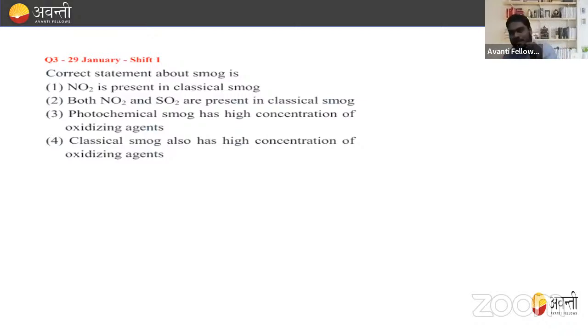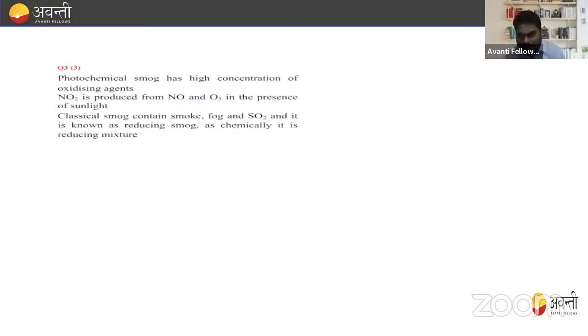Look, both cannot be true, because out of photochemical smoke and classical smoke, one has a reducing nature and one has an oxidizing nature, right? So both having oxidizing agent is not possible. So which one is the correct option, beta? Yeah. So let's note this important point regarding photochemical smoke, because questions come directly from such topics, right?